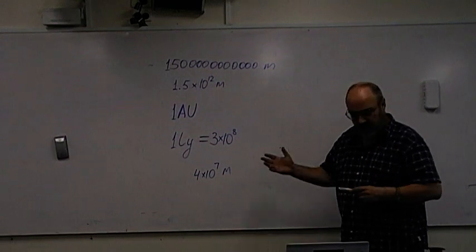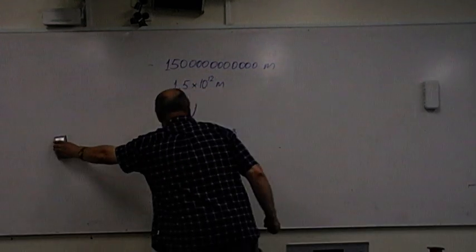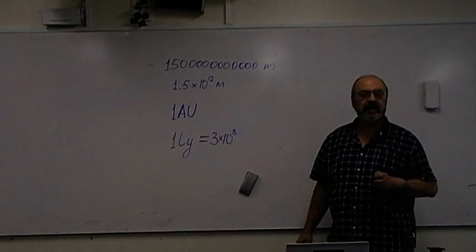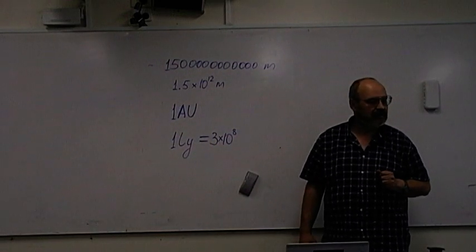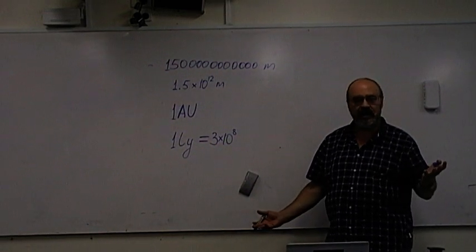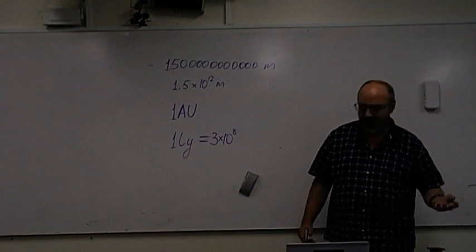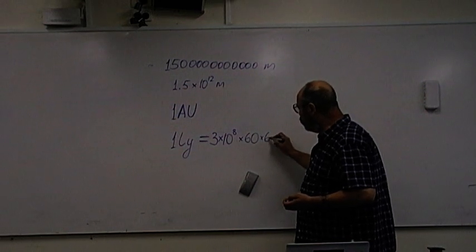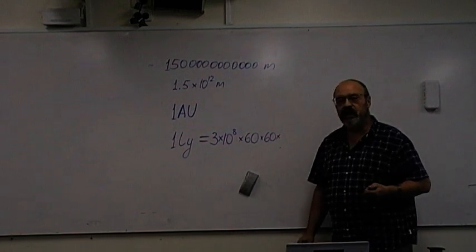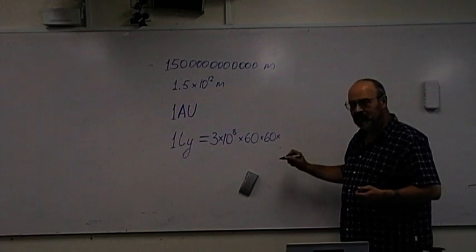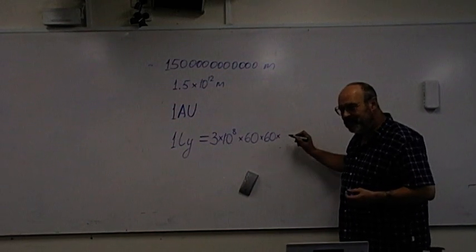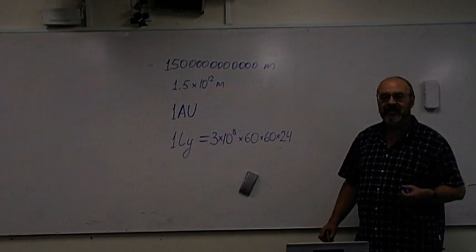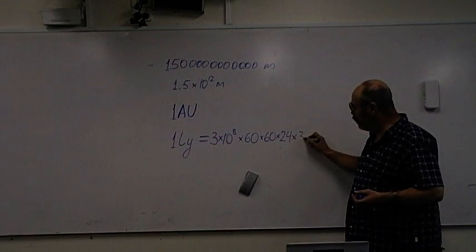Now, let's continue to derive what 1 light year is. So that's how far light travels in 1 second, then how many seconds in 1 hour? Well, guys, how many minutes in 1 hour? 60. How many seconds in 1 minute? 60. How many hours in 1 day? 24. And how many days in 1 year? 365.